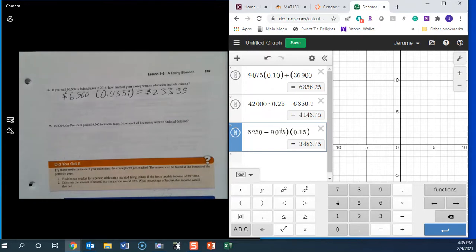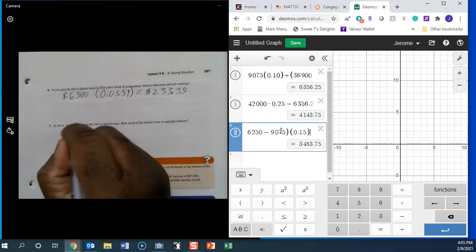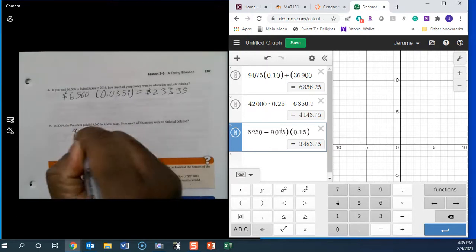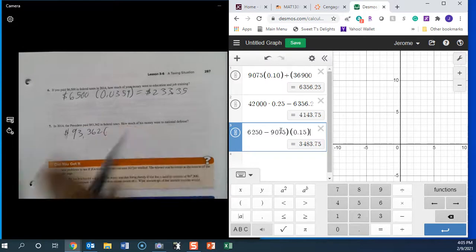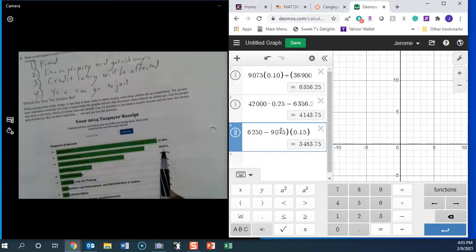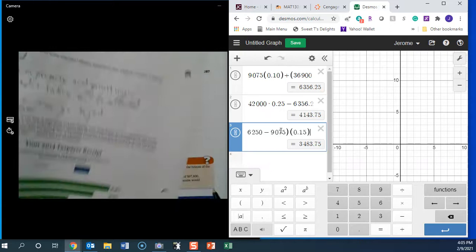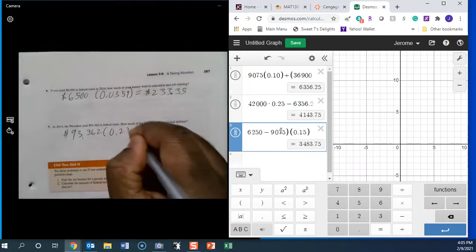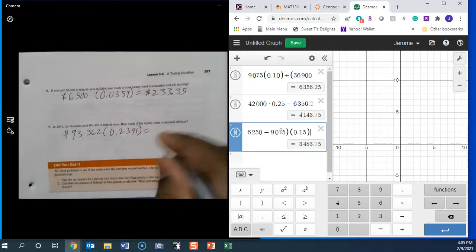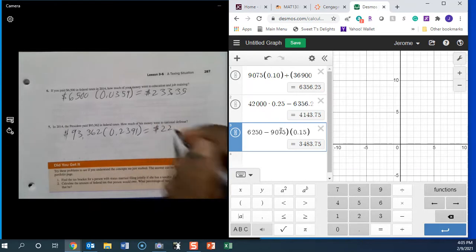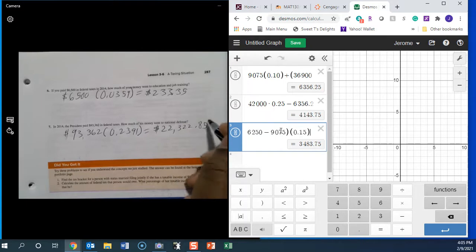Now it says in 2014, the president paid $93,362 in federal taxes. How much of his money went to national defense? So he paid $93,362 in taxes. Then we go here to national defense is 23.91%. So we'll multiply by 0.2391. We put that in the calculator. It'll be $22,322.85.